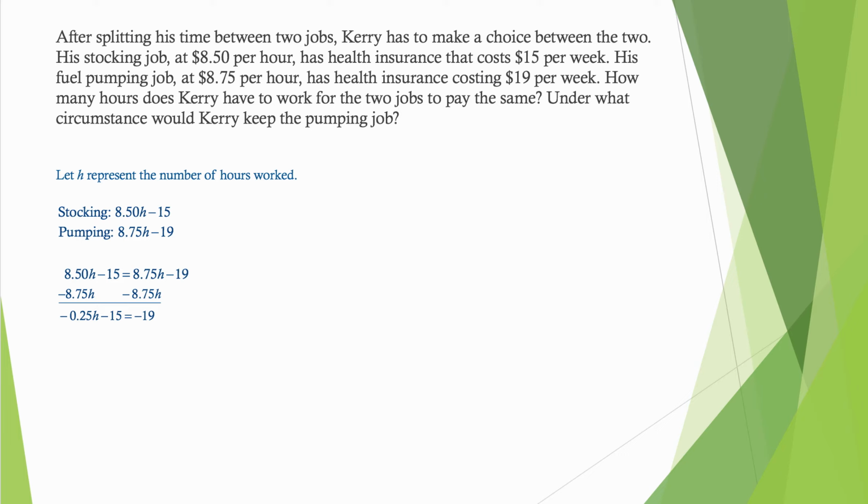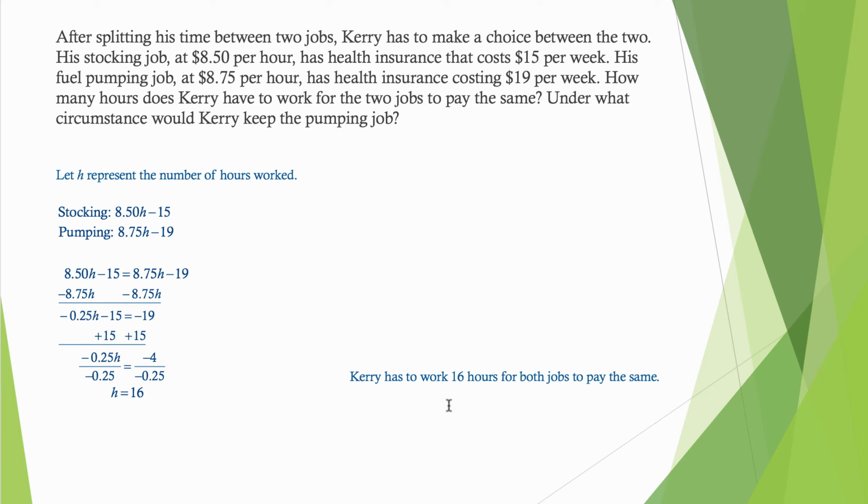I start by subtracting 8.75H from each side. So I get negative 0.25H minus 15 is equal to negative 19. I can then add 15 to both sides and divide by negative 0.25. That leaves me with H equals 16, so Kerry has to work 16 hours for both jobs to pay the same. That also means that at 16 hours, the cost of the health insurance really isn't going to affect the bottom line of his paycheck. So in order for Kerry to keep the pumping job, he should work more than 16 hours.